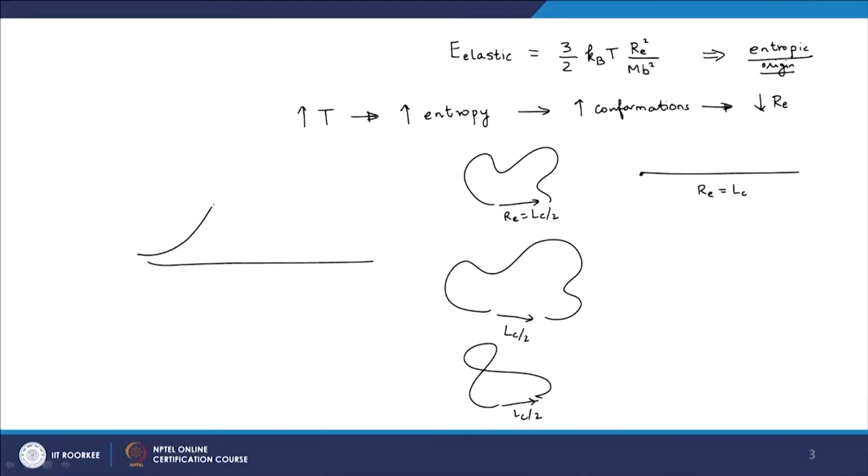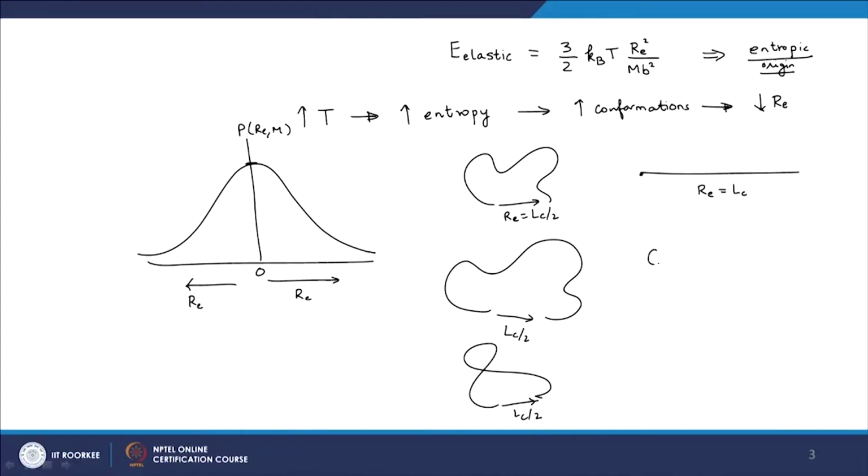This we have also got from the probability density curve that we derived. Actually for Re equal to 0, you have the highest number of conformations because these are the most probable. The probability actually decreases as I go to higher values of Re, either on the positive side or negative side. So that is one important result that comes from the entropic origin of elasticity.